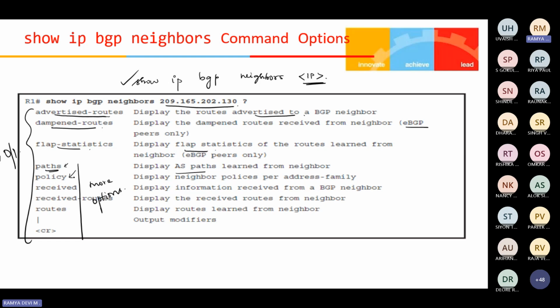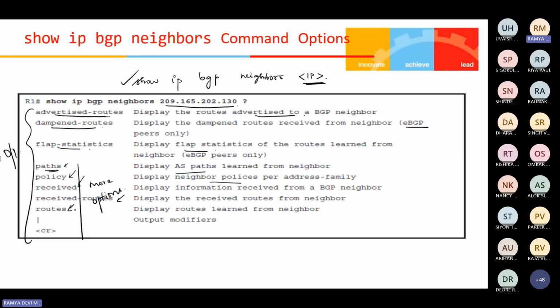There is another one called policy. Policy covers the neighbor policies: whether filtering is required, whether a route map is required. All those things come under policy. The third one is received. Received displays all the information received from the neighbor, including the updates. And you have a final option, received routes. Received routes shows the actual routes being received from the neighbor, in order to validate the inbound policy.